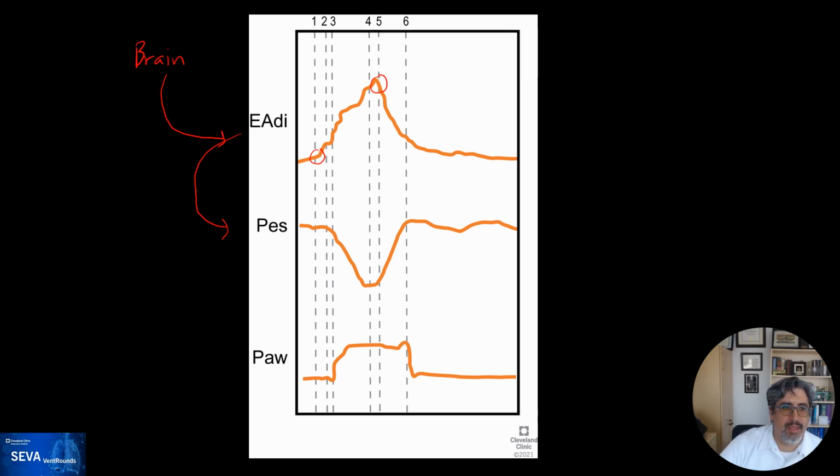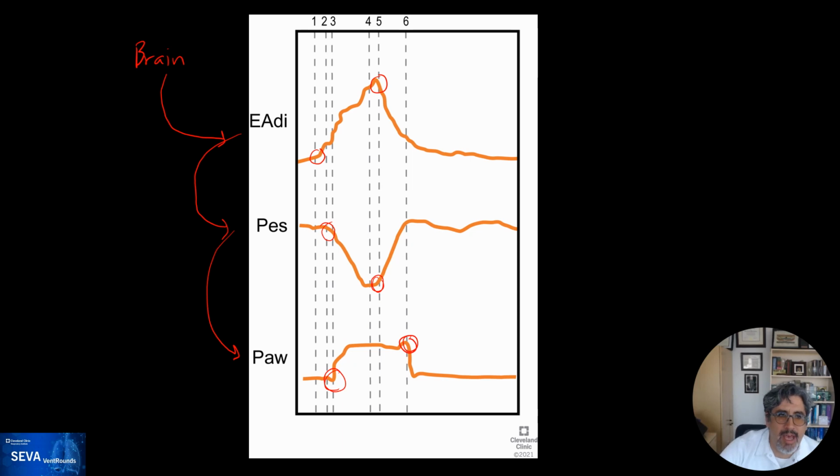Now we have the esophageal catheter with a drop in the pleural pressure. And so you can see here the start of the drop in the pleural pressure, and then the end of the peak of the drop of the pressure in the pleural space. And that would lead to changes in airway pressure and flow, which you would see on the signal for your airway. And in that case, the breath starts here and ends all the way over here.